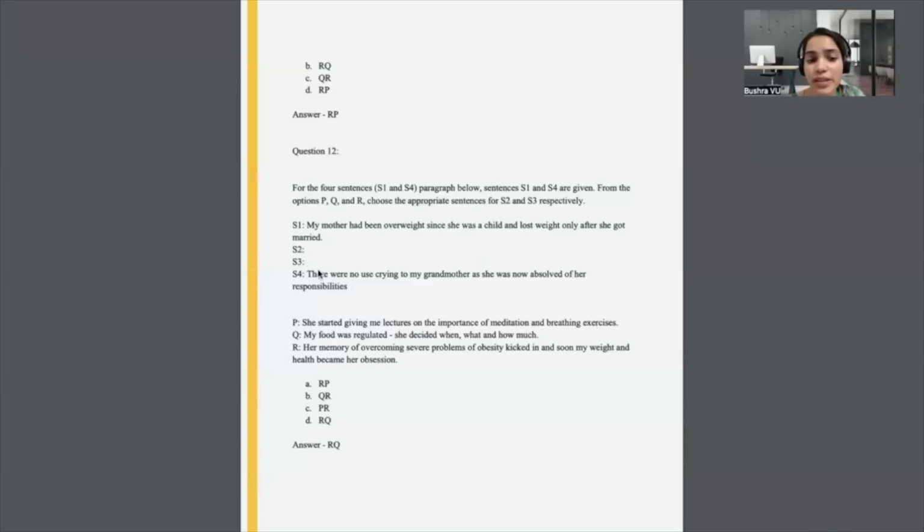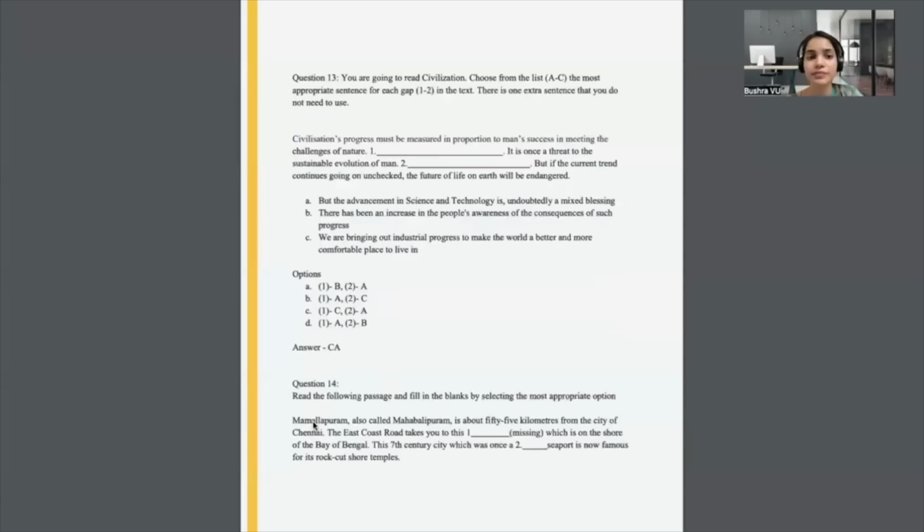Now let us backtrack using S4 to S3. There was no use crying to my grandmother as she was absolved of her own responsibilities. Okay, so here if you look at it, because her mother's memory of overcoming severe problems of obesity kicked in, what did she do? Her food was regulated. The daughter's food was regulated. She decided when, what, and how much. So this is what the correct answer is. The final actual answer to this is RQ, which is option D.